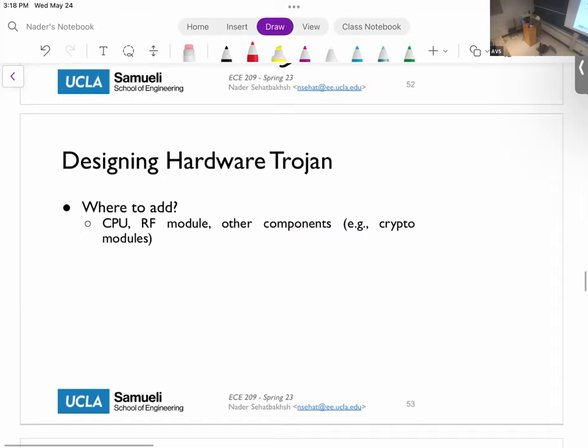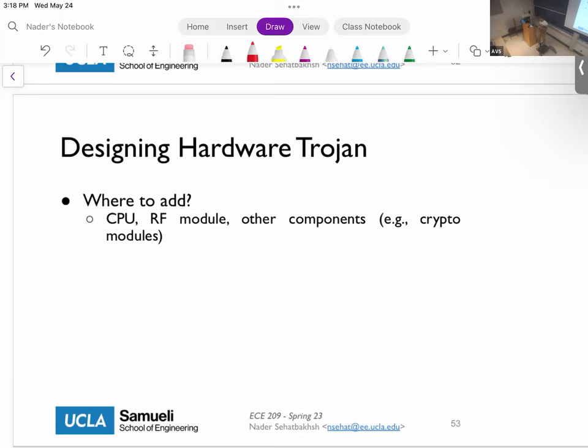So you might ask, okay, where do I add this Trojan? There are examples that people have shown that, for example, you can add it to the CPU to change the logic. You can add it to RF modules. Actually, one of the papers next week is about hardware Trojans that have been added to the radio system. And they showed that this could be used to eavesdrop on the system or to create a covert channel, things like that you can do with this kind of additional change to the system.